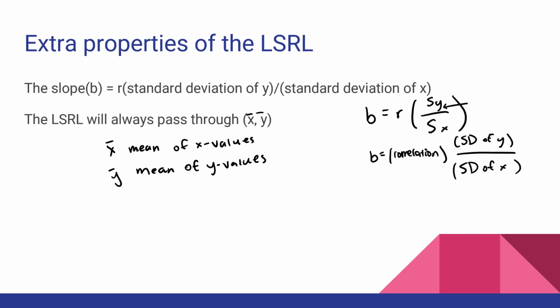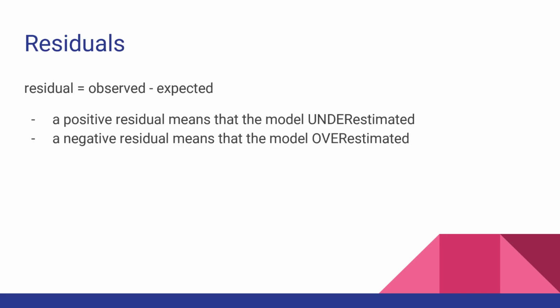So no matter what, your LSRL will always pass through this point. Now we have a concept called the residuals, and what this tells you is how far off your predictions are from the actual data points. So for each data point, if we draw it out in a scatter plot, if we have our LSRL here and our scatter plot looks like this, each data point will have a residual and it's equal to this distance right here. So the distance from the point to the line.